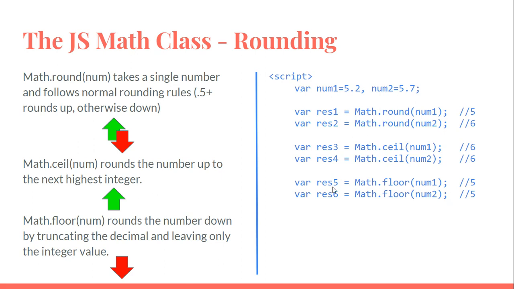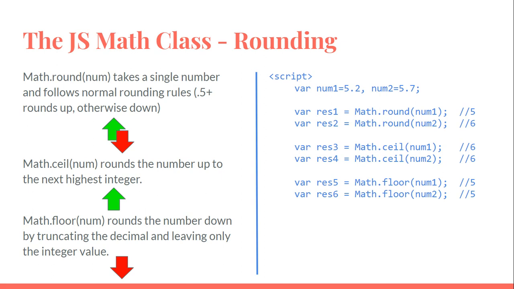Two other functions often used: Math.ceil always rounds up. So when I call Math.ceil of 5.2, it takes me up to 6. And when I call Math.ceil of 5.7, it also takes me up to 6. So no matter what it is, it takes you up to the next highest integer. This is the kind of thing you would use if you were trying to calculate how many cans of paint you might need.